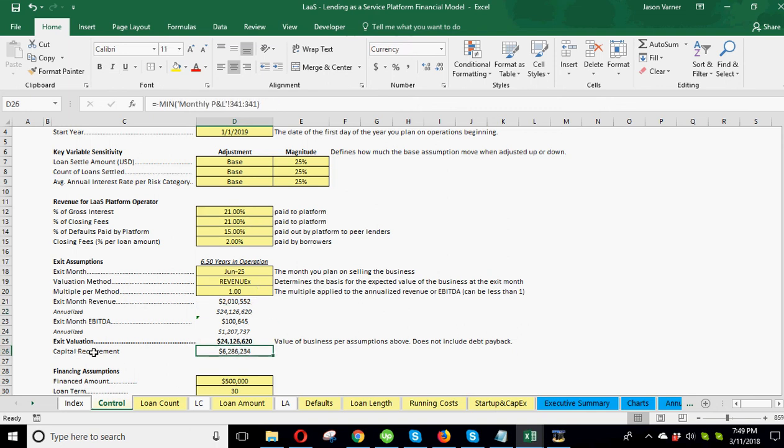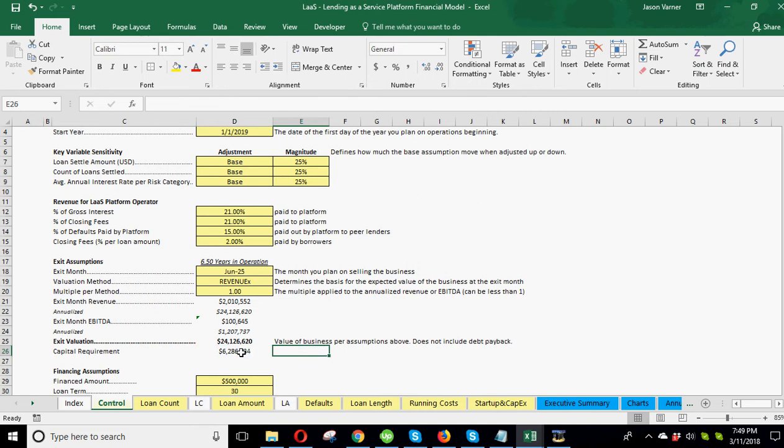You also have to fill in here the capital requirement. This pulls from the cash flow of the business over time. It basically takes the minimum cash balance you have given all the assumptions, and that's how much you have to come up with, including any financing, or the financing is included.